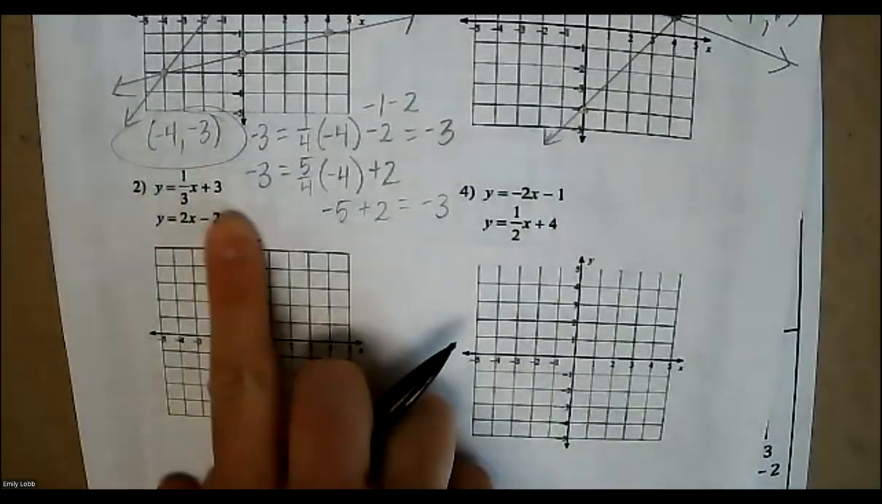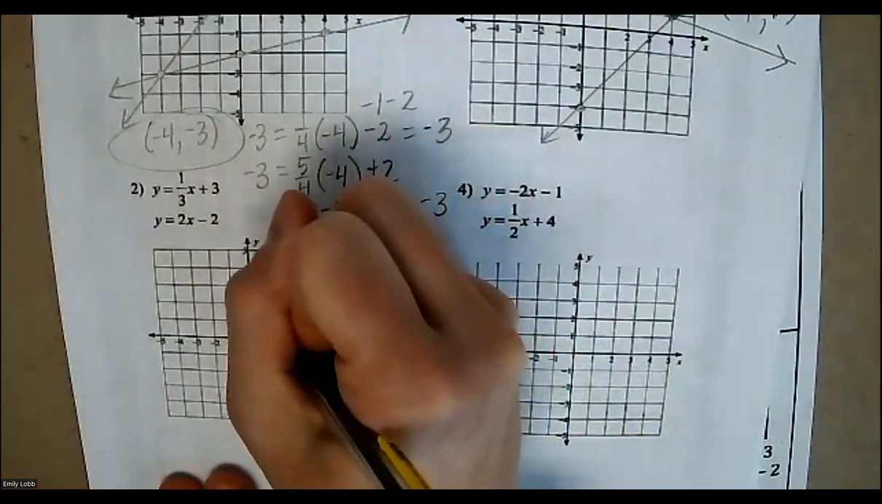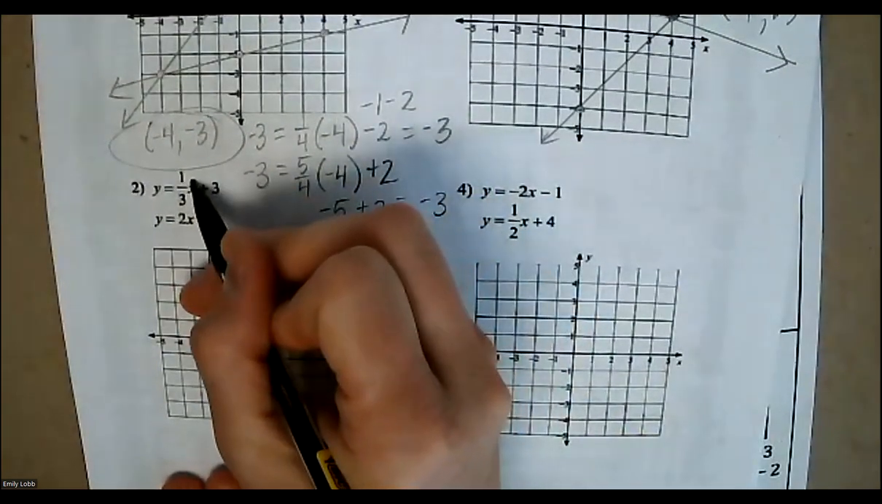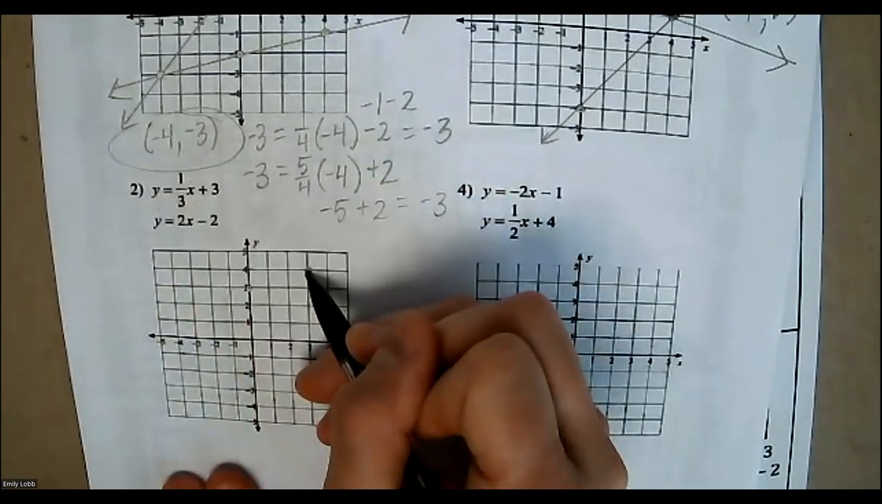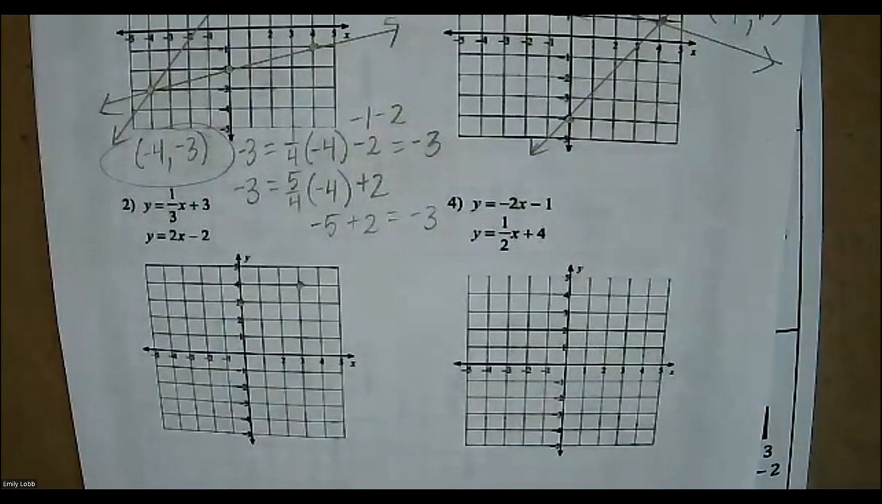Again, y-intercept for the first line is 3. My slope is 1 over 3. Remember, it's rise over the run. So up 1 over 3. Once I have 2 points, I can draw a line.